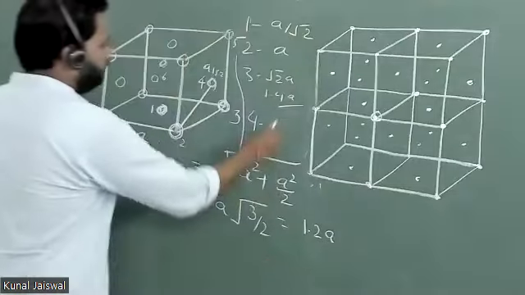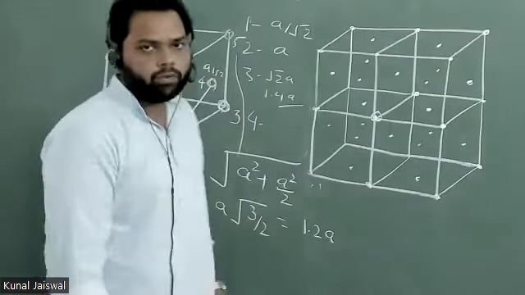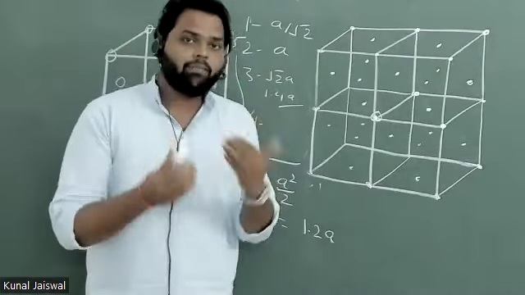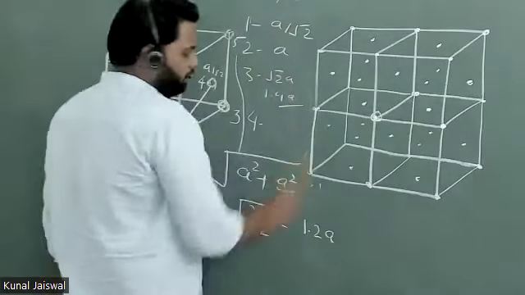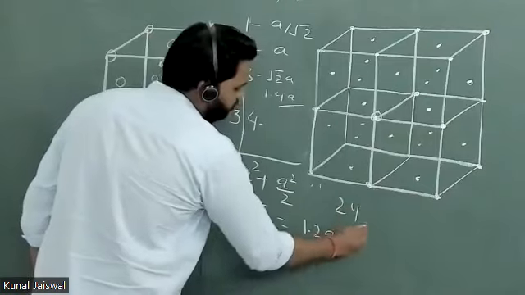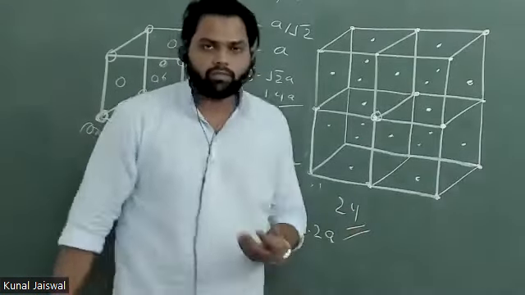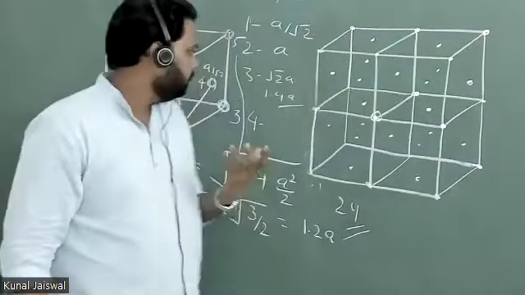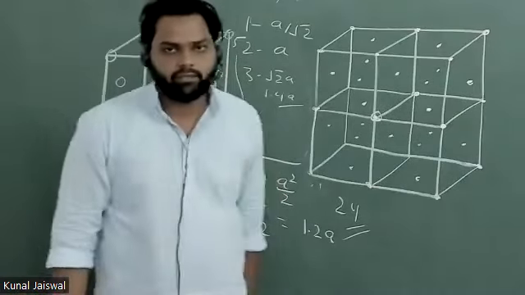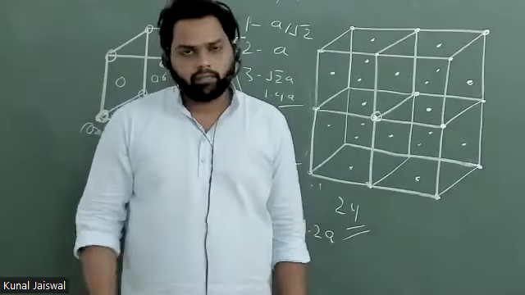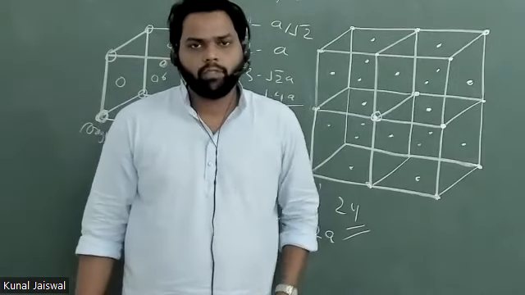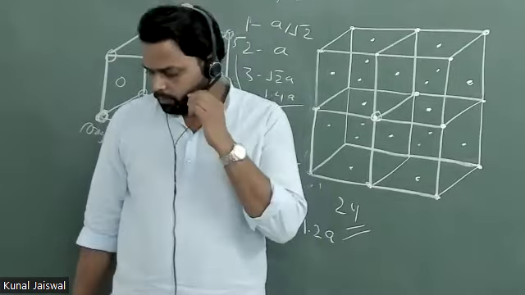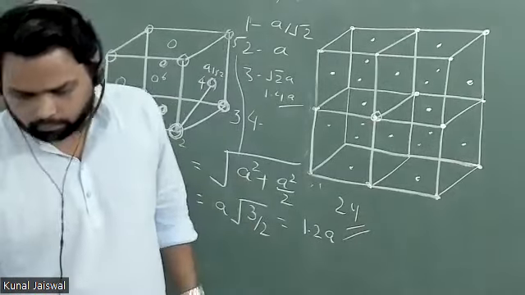The distance will be root 3 by 2 a and the total number of third nearest neighbors will be 24. So I am asking you, it is your homework. Tell me what all the 24 coordinates will be. Just take it as homework and we'll discuss in the group or in tomorrow's class. Understood? Any problem? Any question?